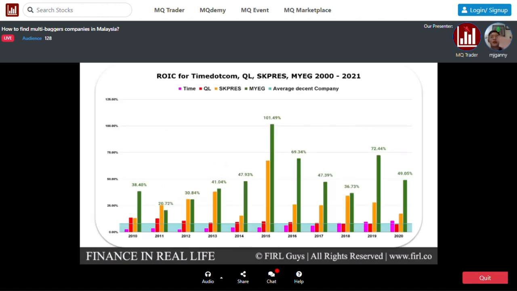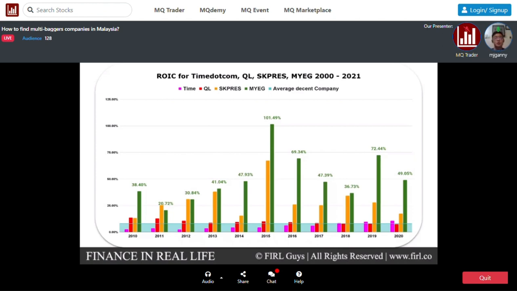Now, if you compare with all the others as well, you can actually see this trend. Of course, if you look at Timecom and Cure Resources, they do spend sometimes below the decent company average, especially Timecom. They are a unique case because Timecom is a company that has a lot of big assets. It's a long story.